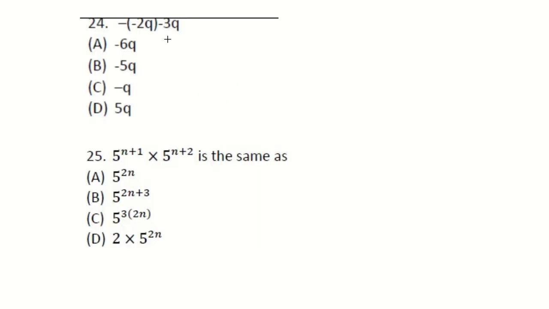Number 24. I'm checking this back, guys. Yeah. So this question is negative by negative 2q minus 3q is a negative and negative is a positive. So that's 2q minus 3q is equals to negative q. So the answer is C.